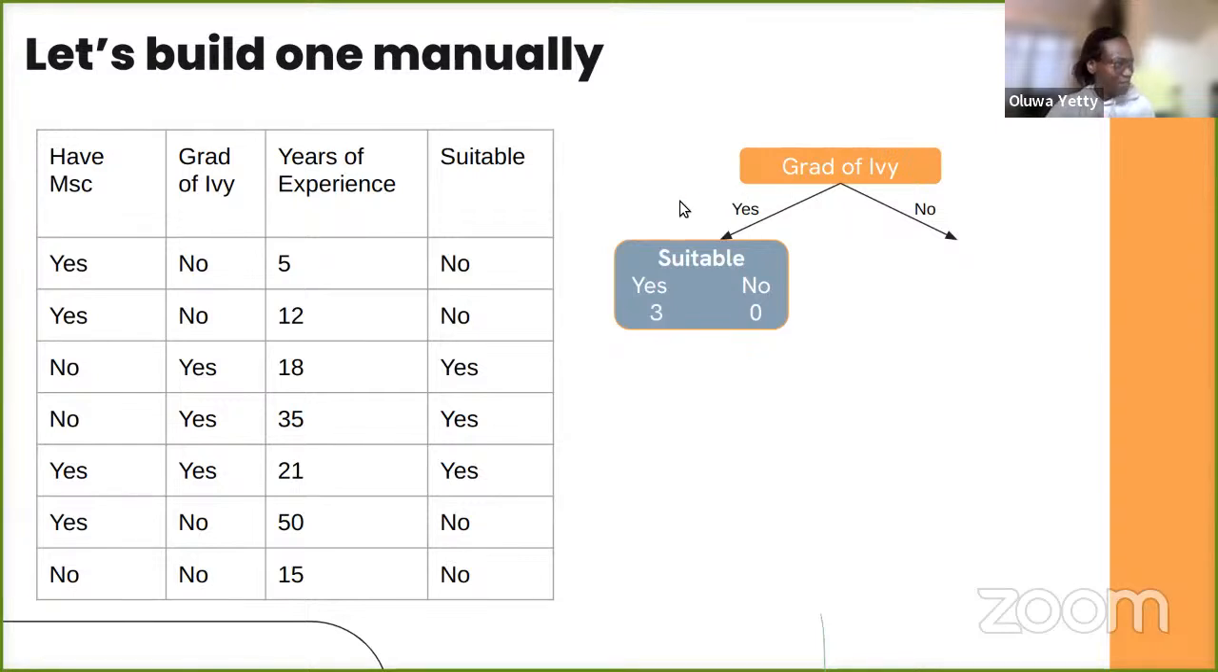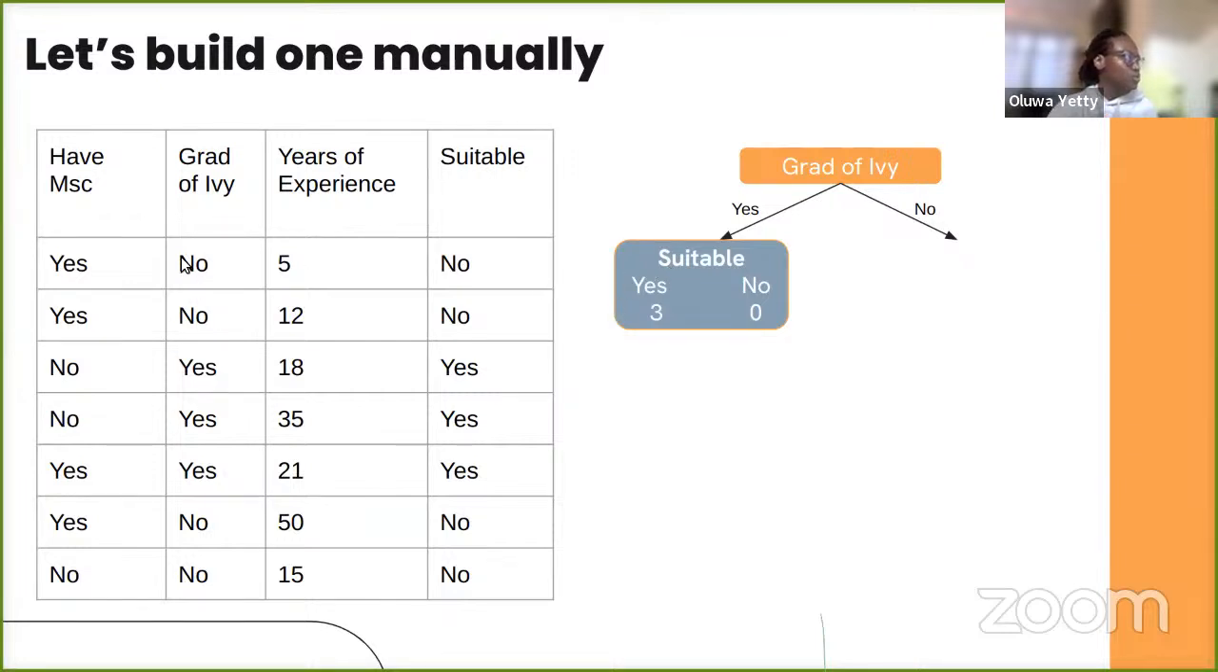What I've done here is start with my feature, whether they are a grad of Ivy. The unique values of grad of Ivy can only be yes or no, right? So we have drawn a branch under grad of Ivy. The next thing we are picking is how many of these participants were a grad of Ivy and were passed on for the interview.